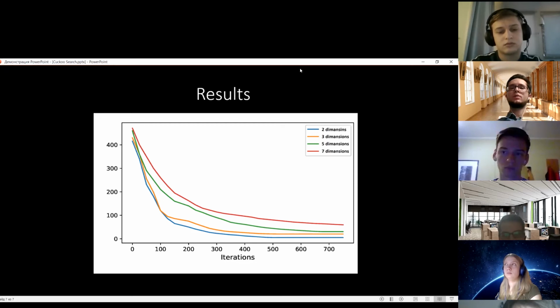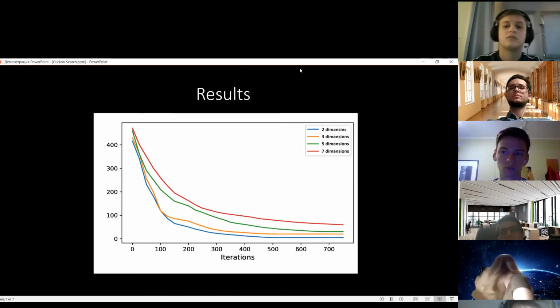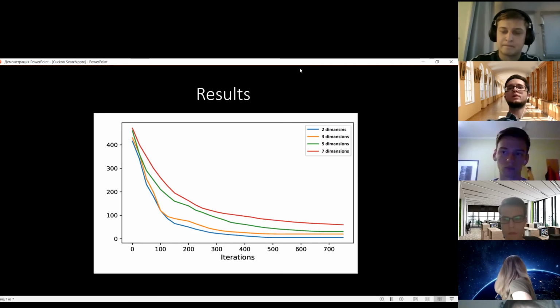When the dimension grows, the difficulty of finding the minimum grows. Okay. So it's just the performance that is decreasing, not the extremum that is increasing, right? Yes. Okay. Thank you.